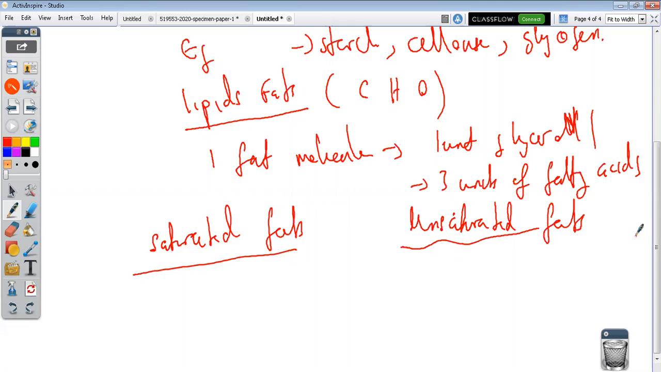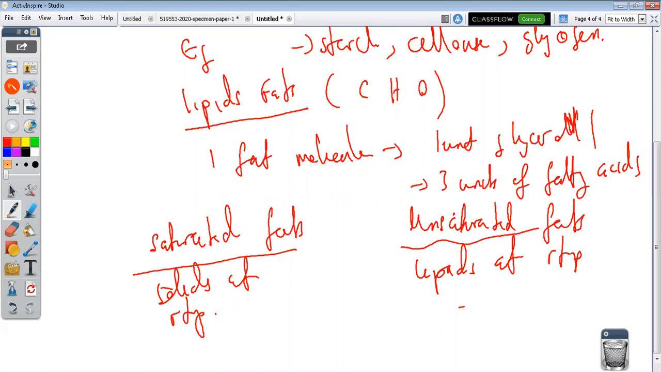Hi, guys. Can you hear me? Yes, sir. So we said this one we're talking of liquids at room temperature. Then these ones are solids at room temperature. Sometimes they are not easily digested. They can form a challenge. Okay, the saturated fats.